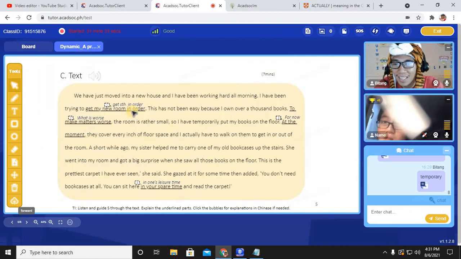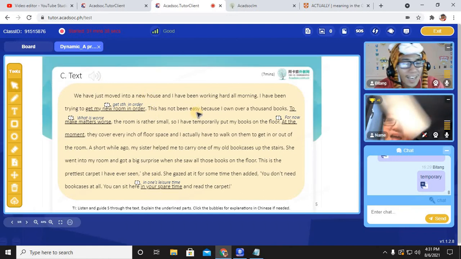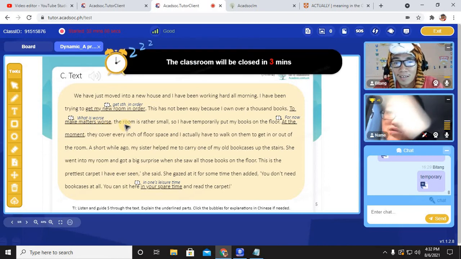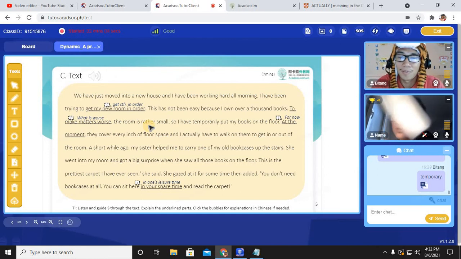We have just moved into a new house and I have been working hard all morning. I have been trying to get my new room in order. This has not been easy because I own over 1,000 books. To make matters worse, the room is rather small, so I had to temporarily put my books on the floor. At the moment, they cover every inch of floor space, and I actually have to walk on them to get in or out of the room.